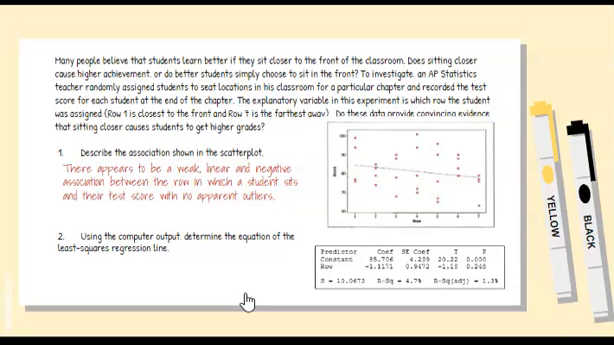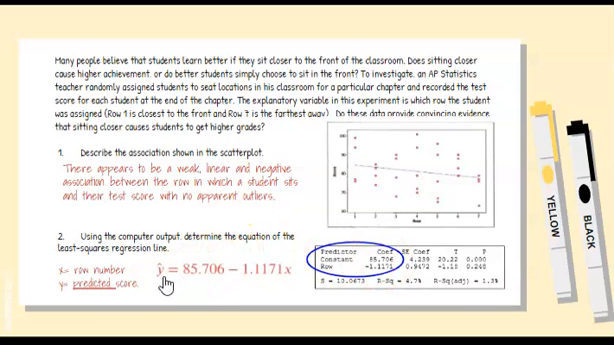Number 2, using the computer output, determine the equation of the least squares regression line. So remember my two variables. X is the row number, Y is the predicted score. And looking at my table, I'm looking at these two values. This one is my row number, so that's my explanatory, and the constant is my y-intercept. So this is my slope and y-intercept. So my equation looks like this. Y hat equals 85.706 minus 1.11718x. I can keep it as y hat and x because I've defined the variables here. You could put the variables in the equation if you wish.